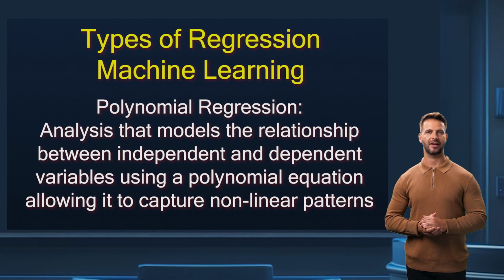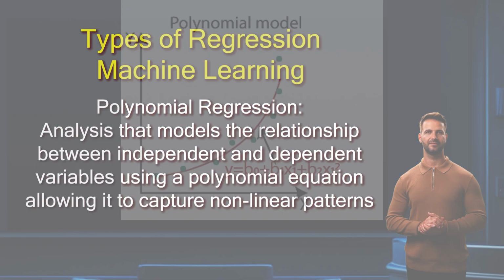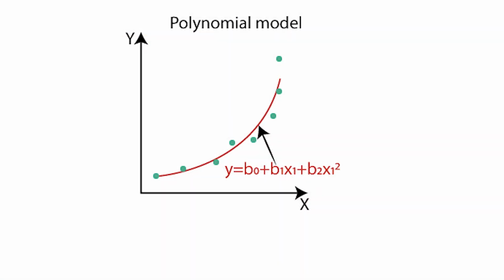Second, let's talk about polynomial regression. In machine learning, polynomial regression is a type of regression analysis that models the relationship between independent and dependent variables using a polynomial equation, allowing it to capture nonlinear patterns in data where a simple linear regression wouldn't be suitable. Essentially, it fits a curved line to the data instead of a straight line by adding powers of the independent variable as new features to the model.